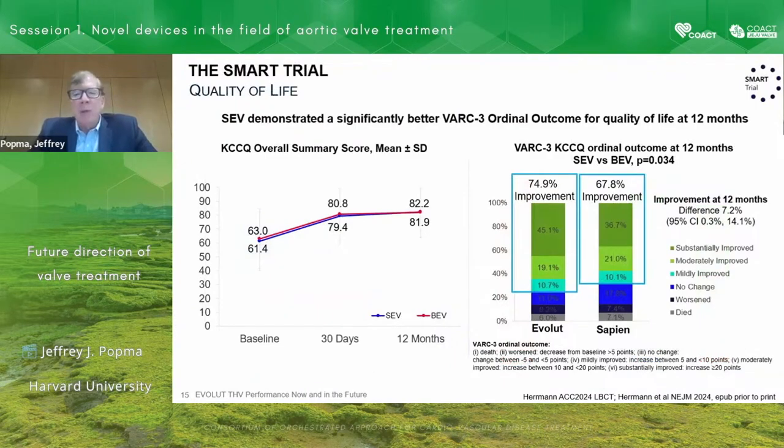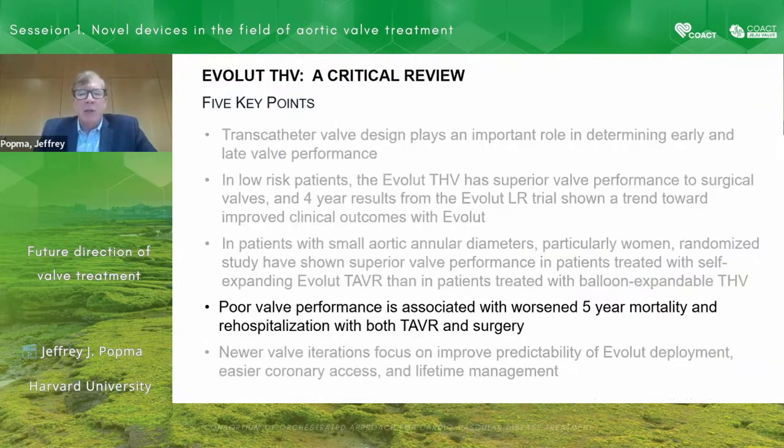We also found that there was an improvement in quality of life using the VARC-3 indices of how much improvement one gained. We found that more patients had substantial improvement in their quality of life in those treated with Evolut compared to SAPIEN. So this is a first step. We'll be reporting these outcomes all the way out to 5 years. We found numerically better 1-year clinical outcomes with Evolut compared to SAPIEN, and we found substantial differences in valve performance, and we'll see how those manifest over the next several years.